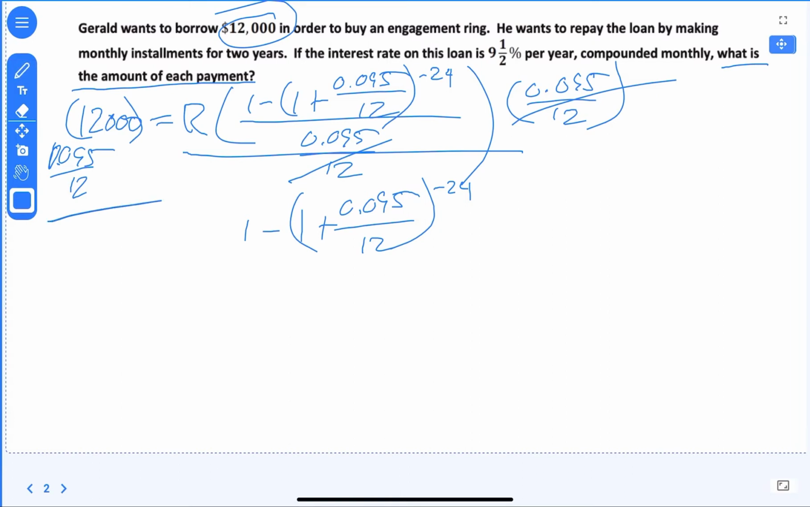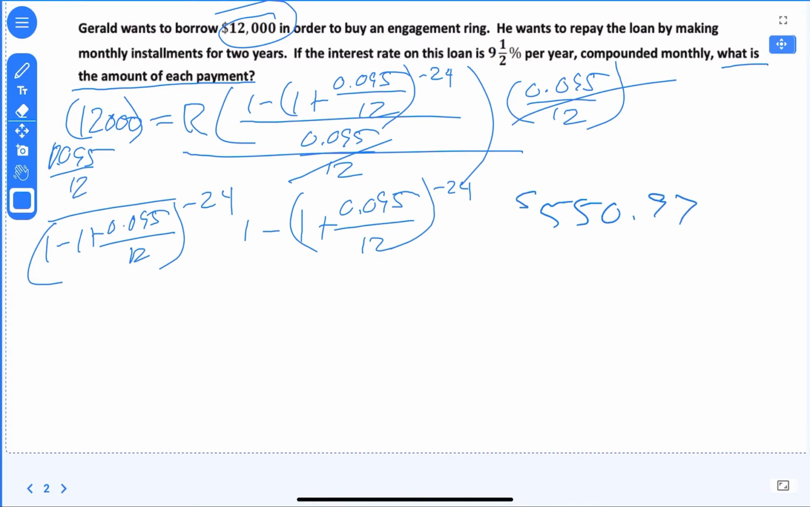Okay? And you would divide this side by 1 minus 1 plus 0.095 over 12 to the minus 24. And you should get something around the neighborhood of $550.97. Now, if you're buying a $12,000 engagement ring, that thing is a chunk. That's a big old ring, or it used to be. All right. But that's the formula.